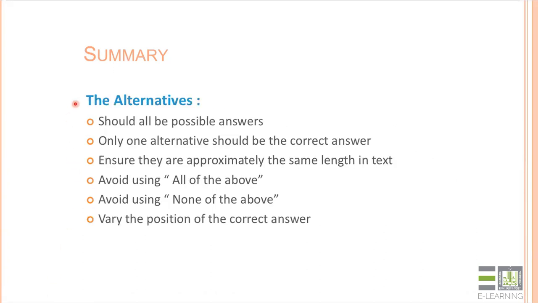Again, a summary for when you're constructing alternatives: make sure that all your alternatives are plausible answers, but there should only be one correct answer within your list of alternatives. Try and make sure that the alternatives are approximately the same length in text to avoid giving away clues as to which is the correct or incorrect answer. Avoid using all of the above or none of the above as an alternative option, and vary the position of the correct answer to avoid students guessing or detecting a trend.